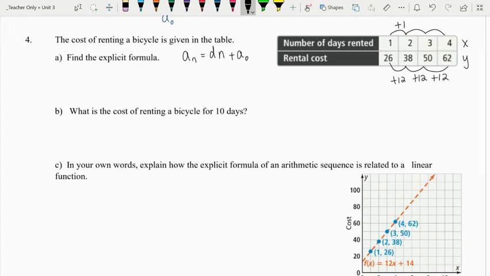And remember, y is your dependent variable. And your cost is going to depend on the number of days. So that's why it's x over y here. So when you're talking slope, it would be 12 over 1, not 1 over 12. But again, we're really thinking about it as a difference anyway, so the difference is 12. Now the only thing left to do is figure out what a sub 0 is. So if we go 1 backwards, I would be subtracting 12, which would put me at 14.